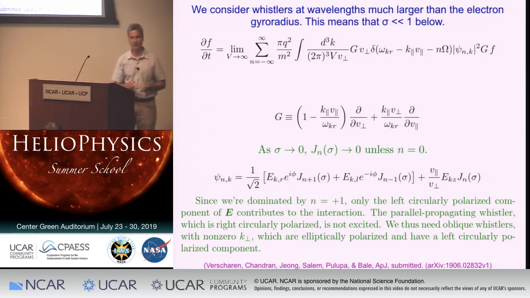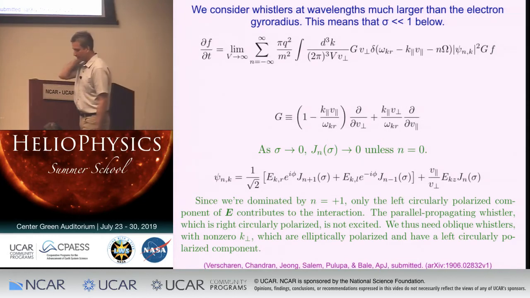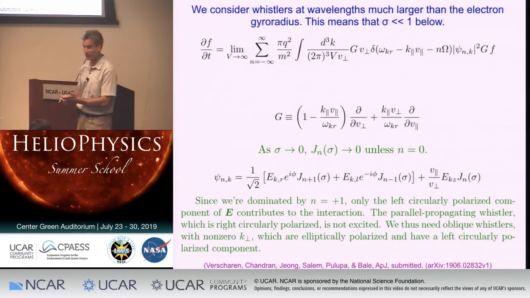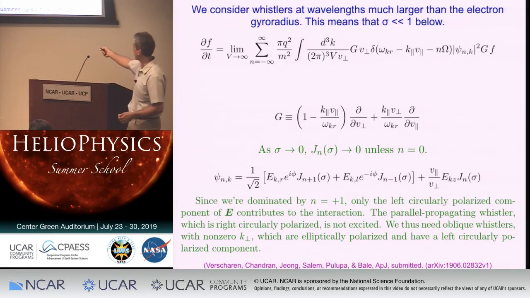Okay, why is that interesting? Well, it turns out, some of you may know this, if you have a parallel propagating Whistler wave, it's purely right circularly polarized. The parallel propagating alpha ion cyclotron wave is purely left circularly polarized. The Whistler is the opposite. We can't work with that wave. That wave's not going to work in this scenario. We need a wave with a left circularly polarized component.